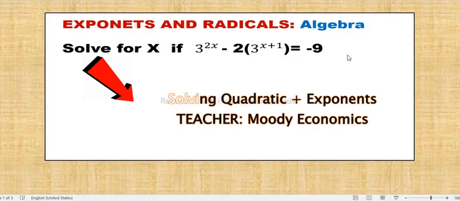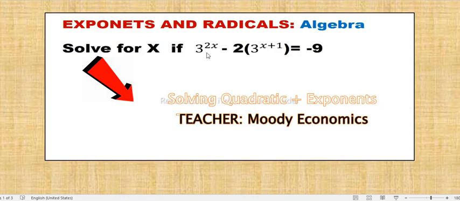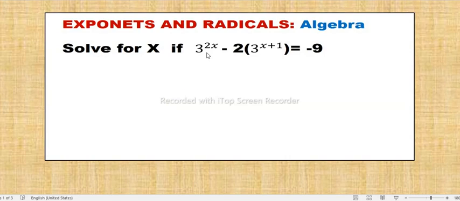Yes, again, today we are just solving a simple question. Another simple question is this one. As usual, it is a mathematics tutorial session with teacher Mood Economics here, and the question today comes from exponent and radical. The topic is exponent and radical, but this question also, as you can see, has 2 power x. So this also represents algebra.